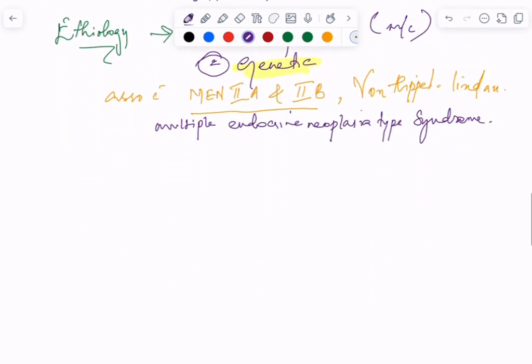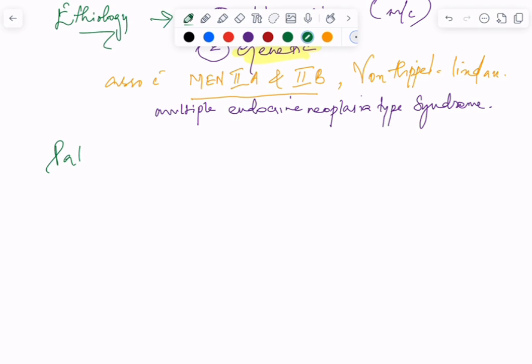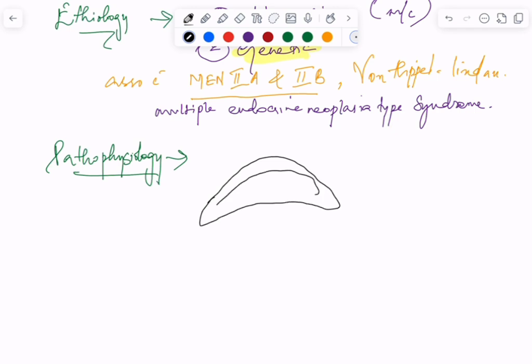So we can move to pathophysiology. Pathophysiology, it's interesting. Here my drawing is not good enough. This is our adrenal gland. This is the inner side. So this is cortex, and this is medulla, and this is our tumor presenting inside the adrenal gland.